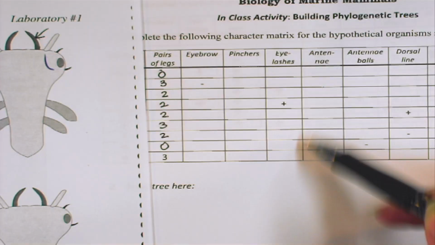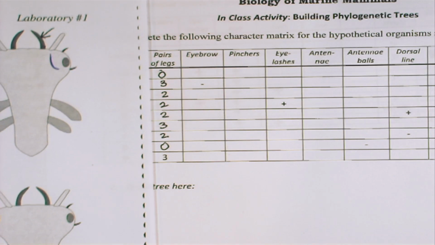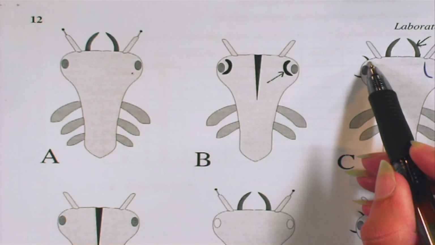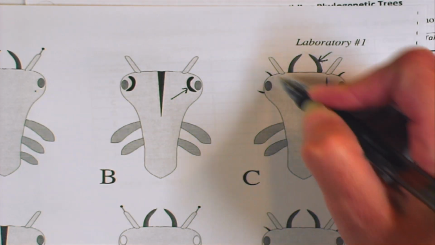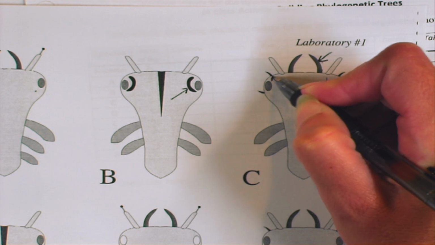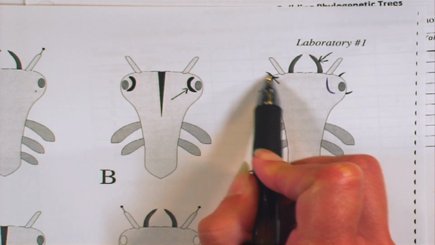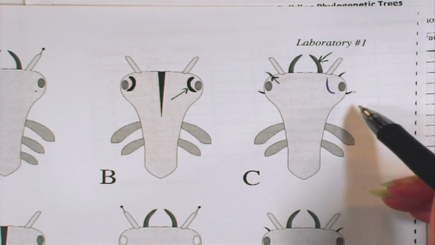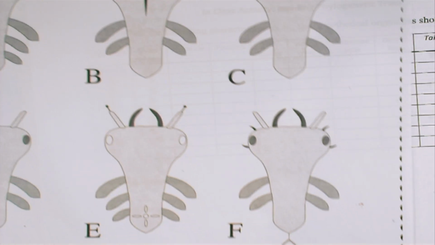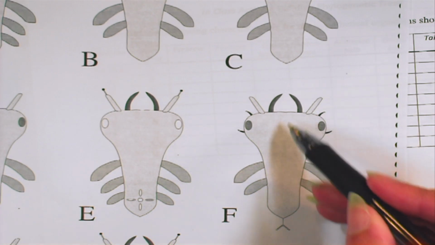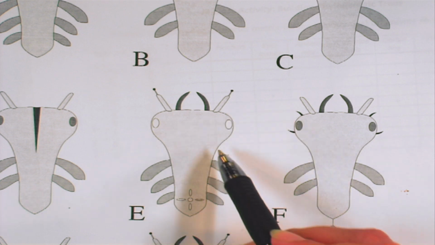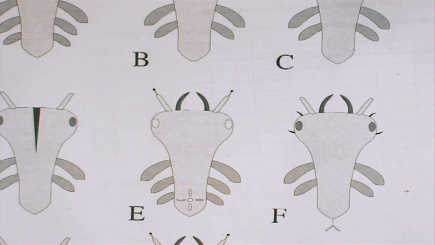The next one over is going to be the eyelashes. The eyelashes, of course, come off the eyes. So let's take a look at what they are. The eyelashes are shown here on C. You can see we've got a pair of eyelashes here, a pair of eyelashes here. So we would say, for example, that C has eyelashes. Coming down, you can see the eyelashes are also there for F, where they are not there for E. So that'll give you a clue as to how to map eyelashes.